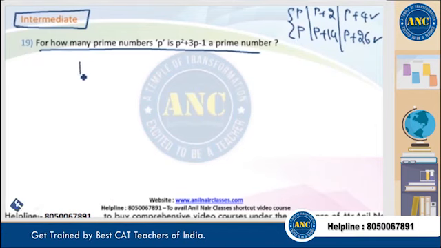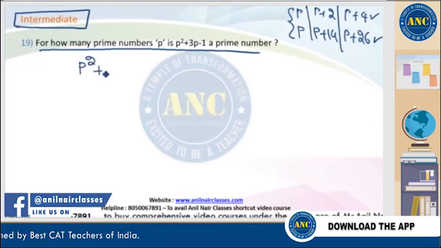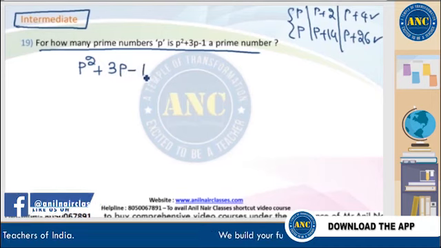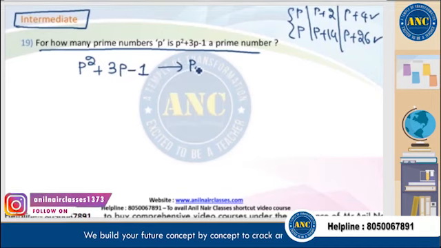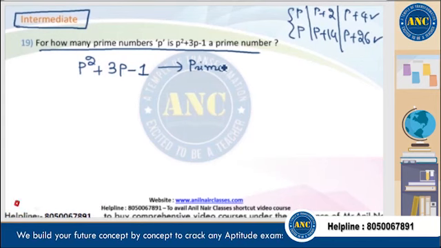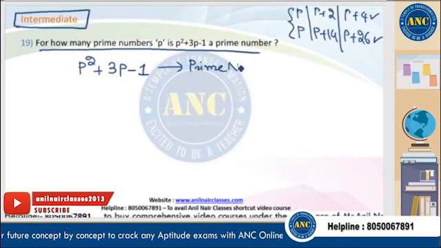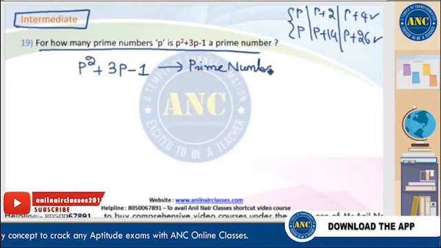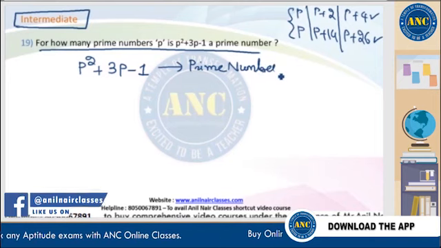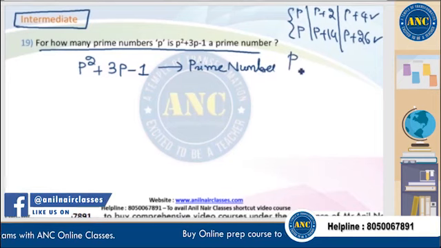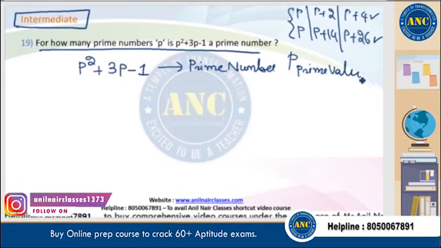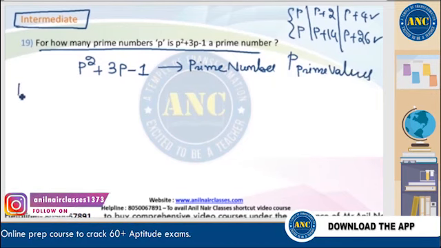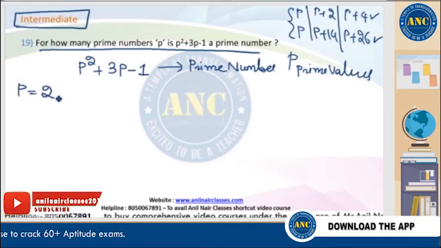What is the question? There is an equation p square plus 3p minus 1. This should result in a prime number. The expression should be equated with a prime number. For p square plus 3p minus 1 to be a prime number, how many prime values can p take? Same idea. Let me take the lowest prime number, p value 2.